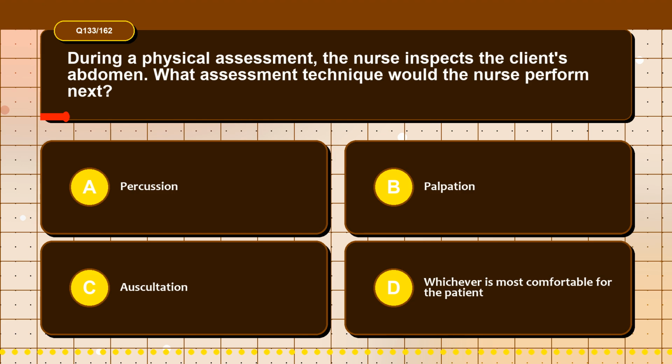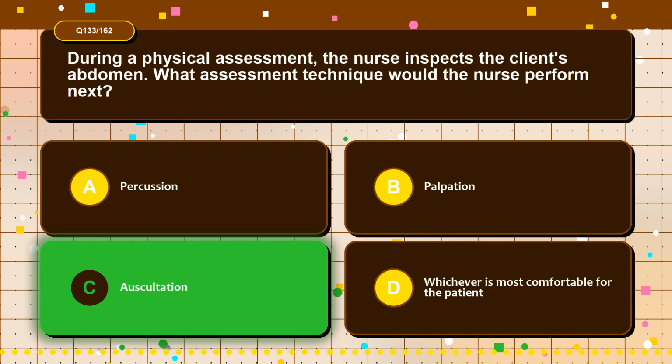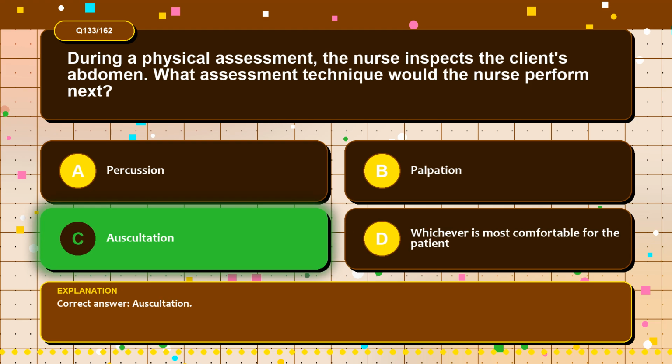Question 133. During a physical assessment, the nurse inspects the client's abdomen. What assessment technique would the nurse perform next? Here are the options. Option A. Percussion. Option B. Palpation. Option C. Auscultation. Option D. Whichever is most comfortable for the patient. The correct answer is option C. Auscultation. Correct answer: auscultation.